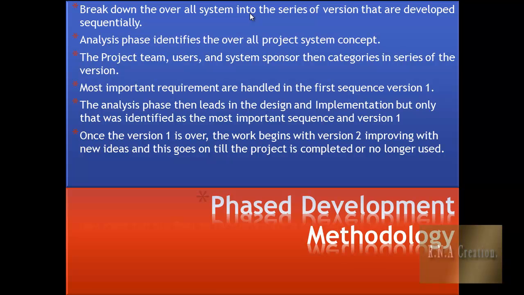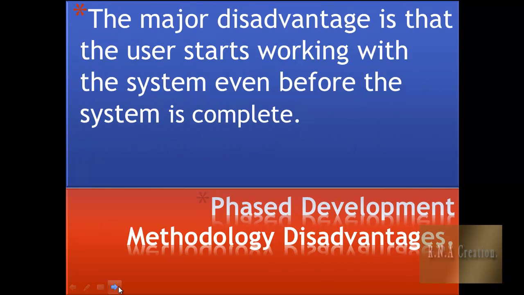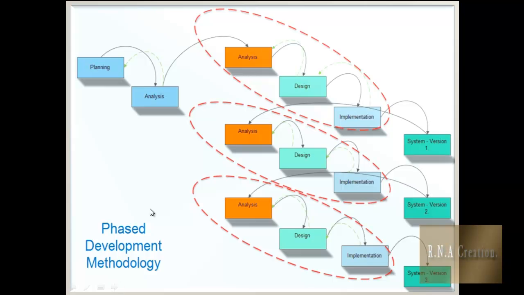Now this is the phased development, and let's look at it again. It says: break down the overall system into a series of versions that are developed sequentially. Let's look here. This is planning, analysis, design, implementation, analysis, design, implementation, analysis, design, implementation.